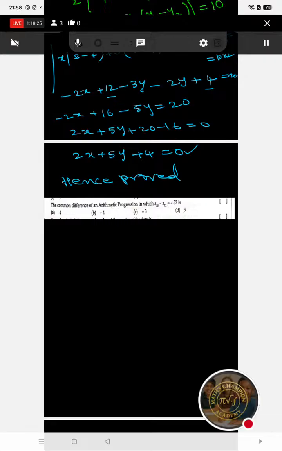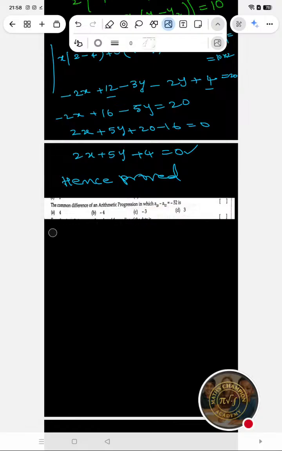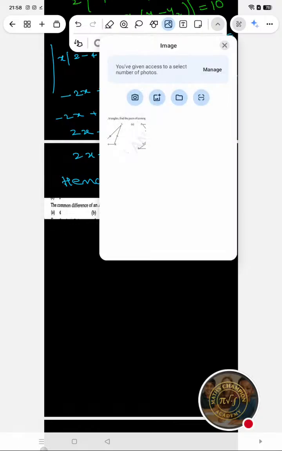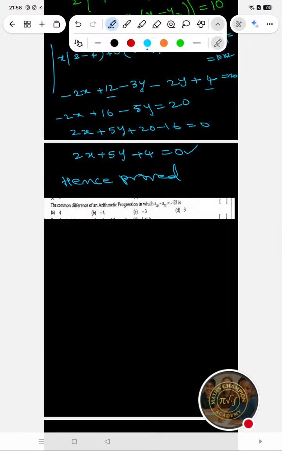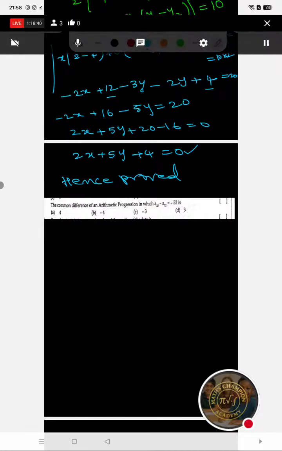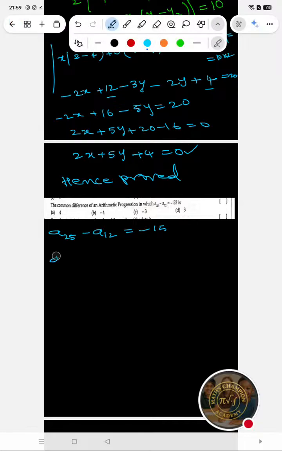Here the common difference of an arithmetic progression is asked. It is given that A25 minus A12 is minus 15. You have to find D. D means A2 minus A1 is equal to A3 minus A2 is equal to A4 minus A3. This is what we have to find.